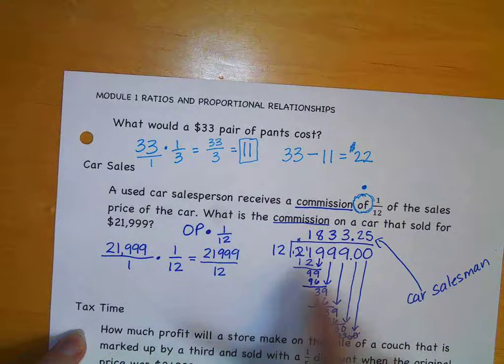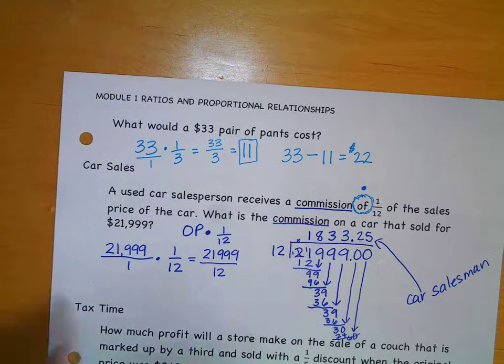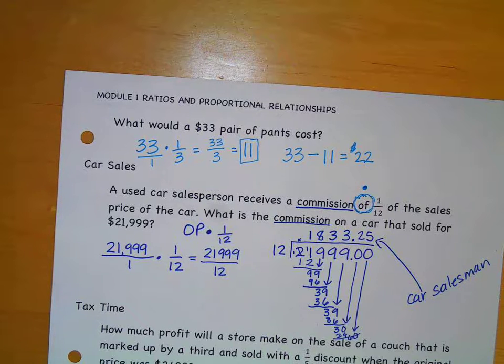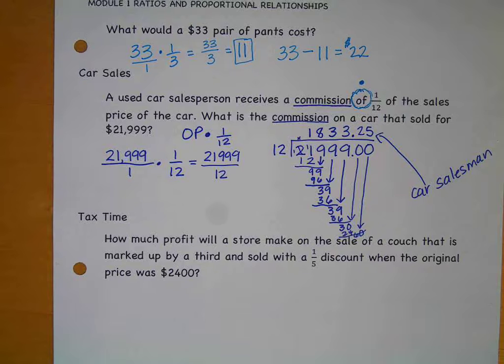Okay, so this one, remember this is commission. That's what this problem is, commission. This guy earned $1,833.25 with one car sale in 1 day. That's called commission. Pretty awesome. Okay, that was fun. Let's do another one.